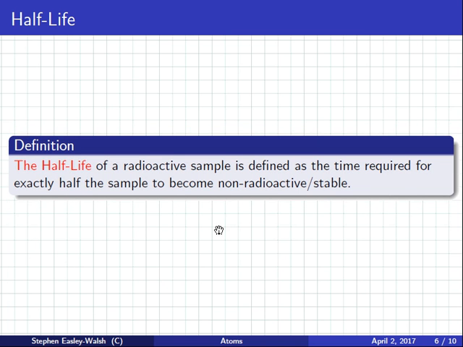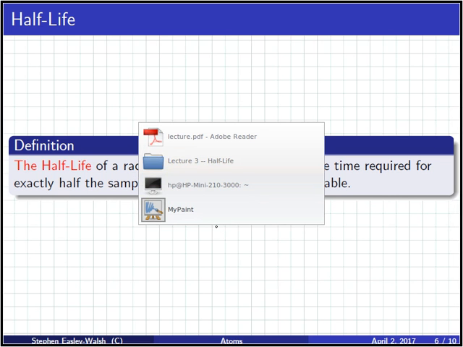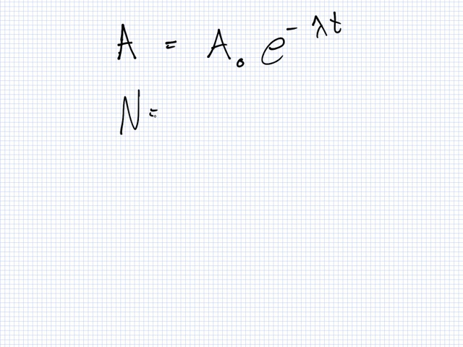Now, we have a formula for calculating the half-life, but I want you to try and figure it out, and then I'll do it. It's not that difficult to do. I'll get you started on it. So we have one formula already. Activity equals activity 0 e to the minus lambda t, or the other one, N equals N0 e to the minus lambda t. Both you can use for this proof.